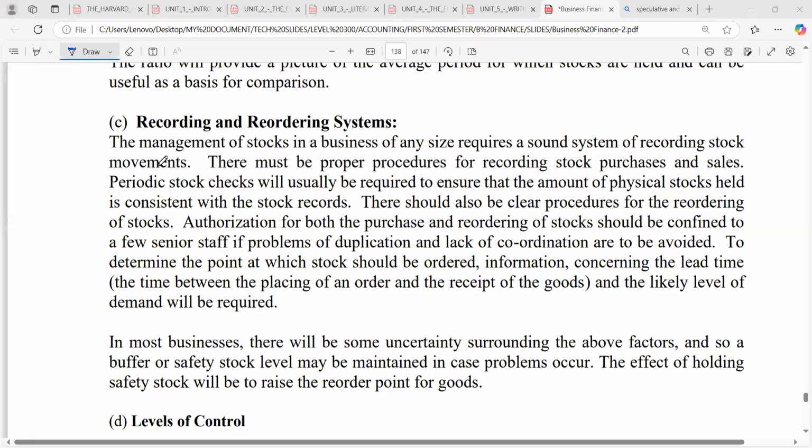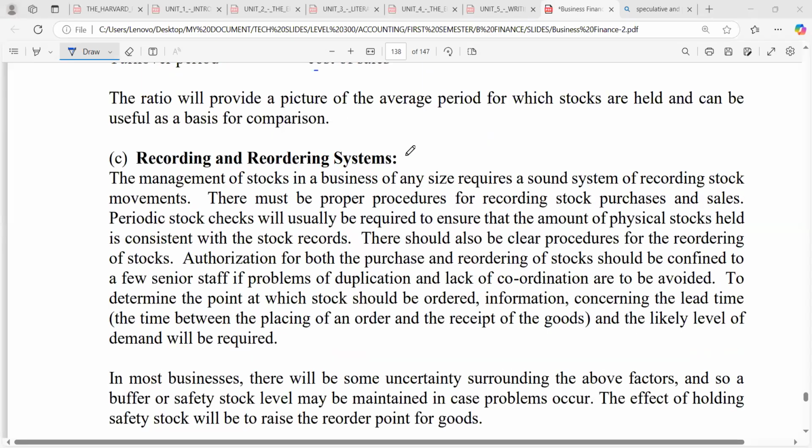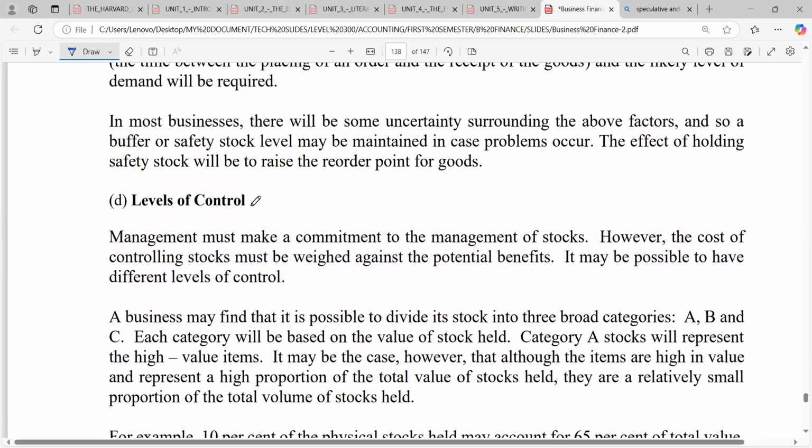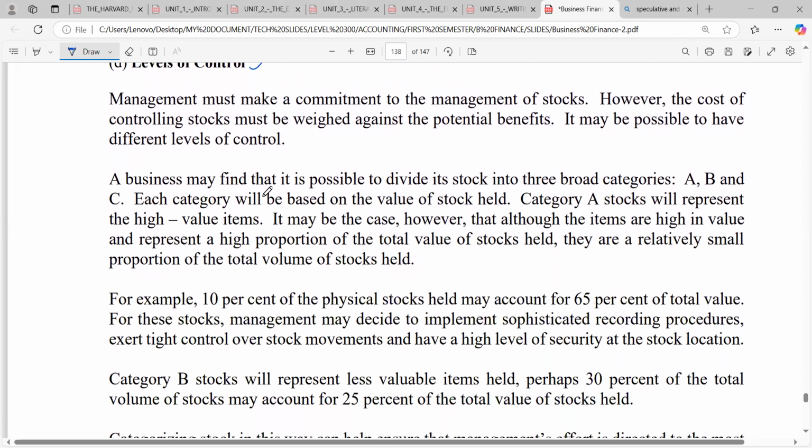So another technique for managing your stock is what we call the recording and then reordering system. So taking records of the stock and then knowing when to order for stock using that system is also another technique. And then another technique is what we call the level of control. The level of control using the ABC method, how to keep your stock.